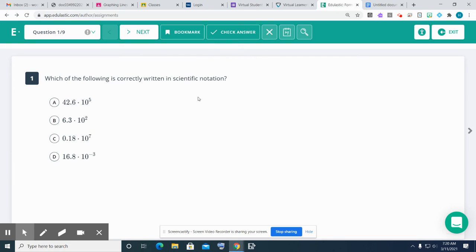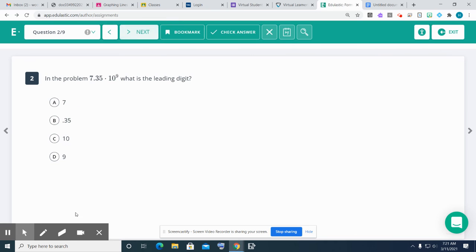Okay, your first question simply wants to know which of the numbers is correctly written in scientific notation. So you're going to look, remember, to find out if it's correctly written in scientific notation, you want to look at those leading digits. You want to make sure that digit is greater than 0, but is less than 10. Okay, so your leading digit is in front of the decimal. So which of those has a number that's greater than 0, but less than 10?